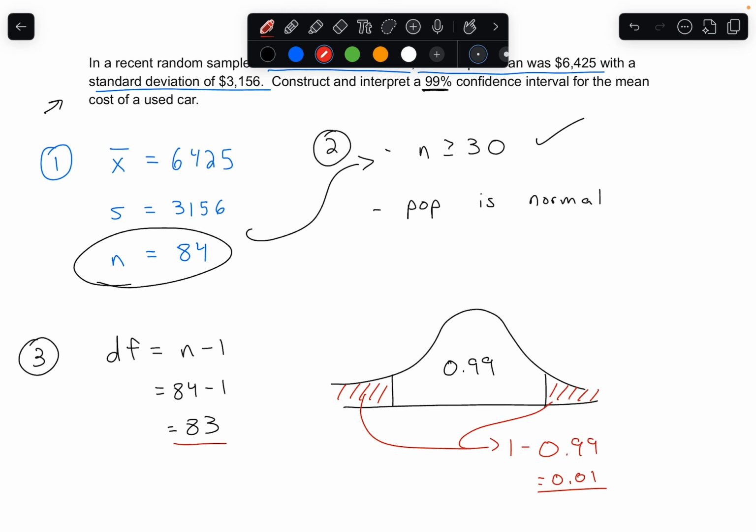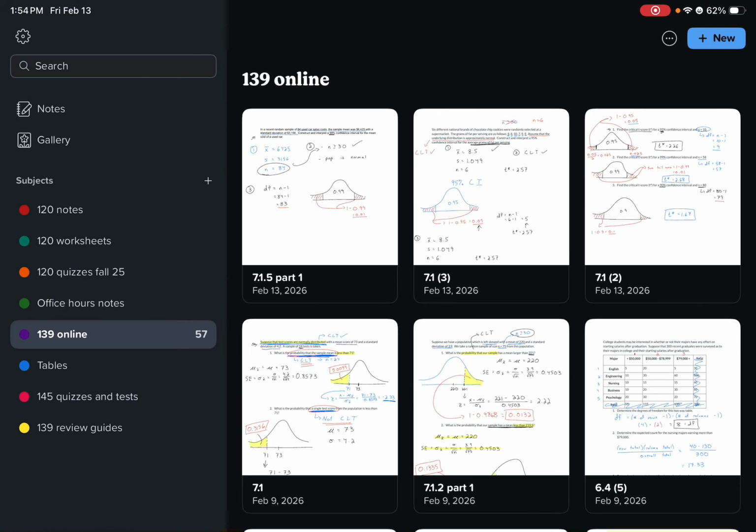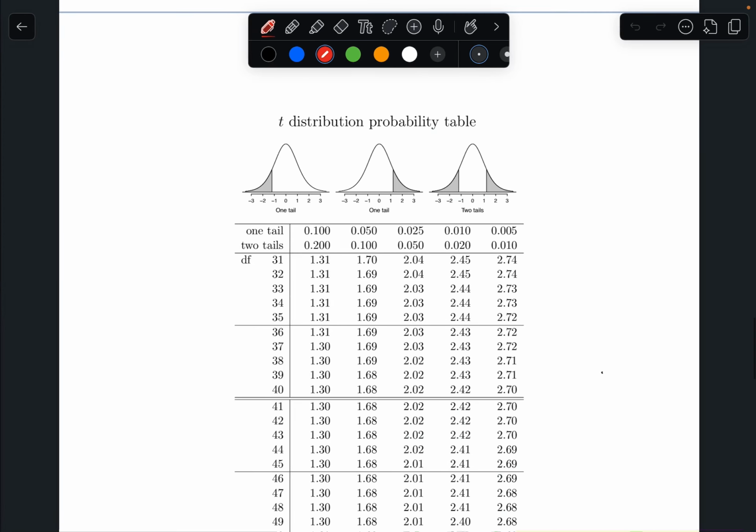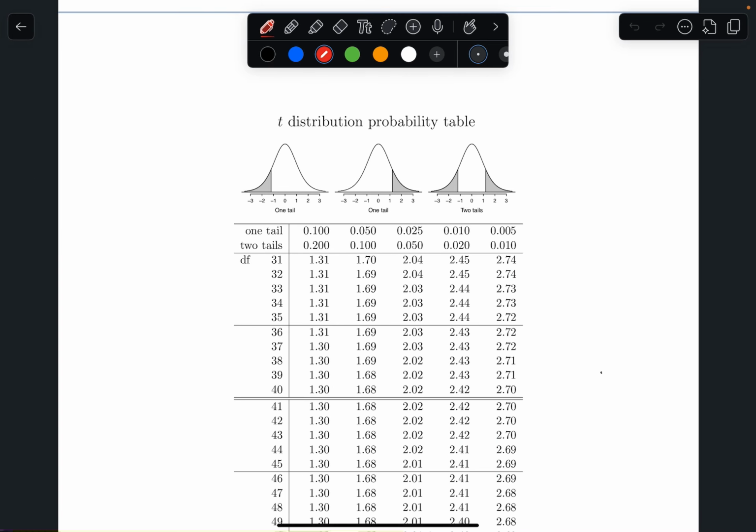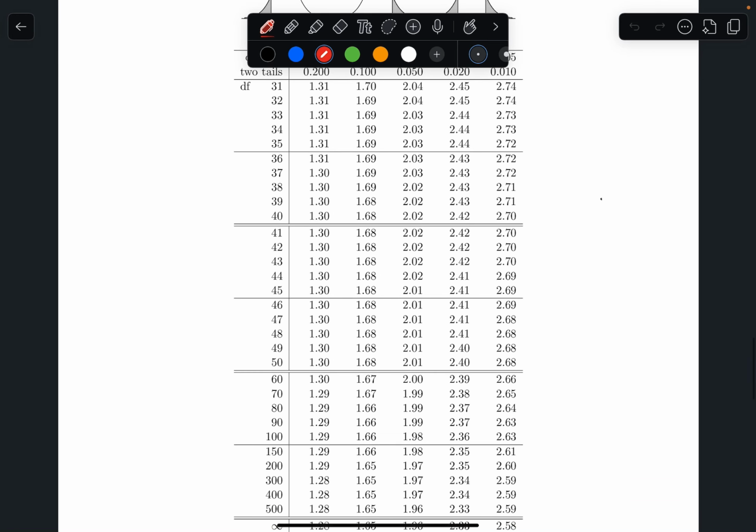So let's hop over to our T table real quick. So looking at my T table, we said 83 degrees of freedom. And if I scroll down 83, well, that should be somewhere between 80 and 90. I don't have that here. So remember, when we're talking about degrees of freedom, we always go down, regardless of how that number would normally round. So in this case, we're looking at 80 degrees of freedom. This is the column that we're looking at.